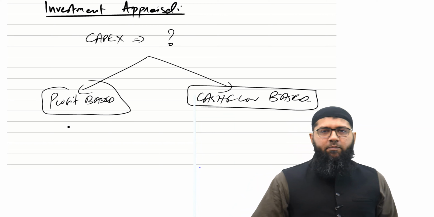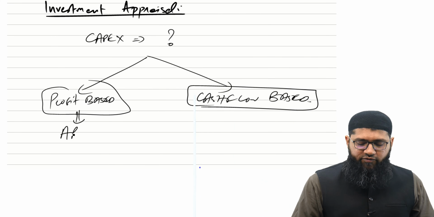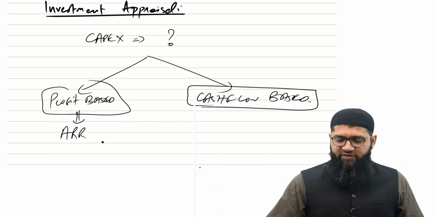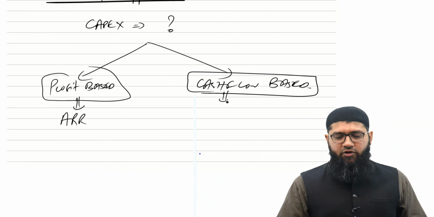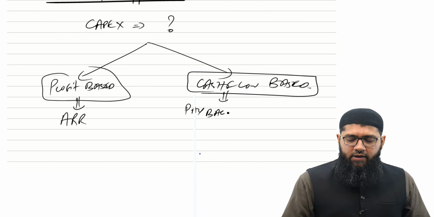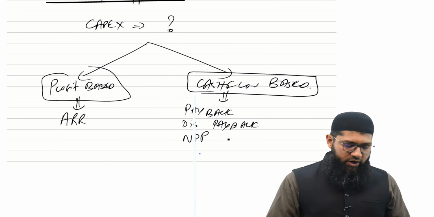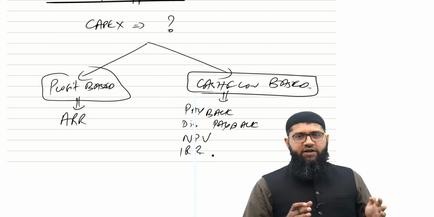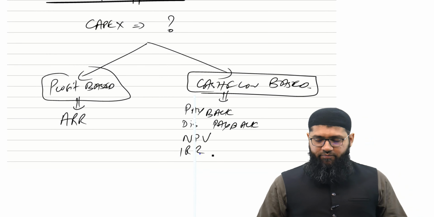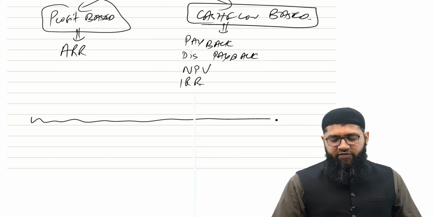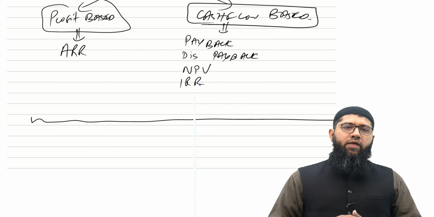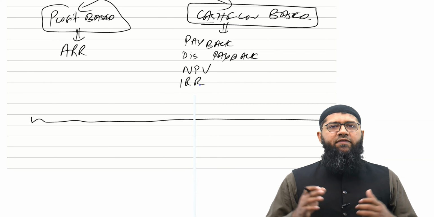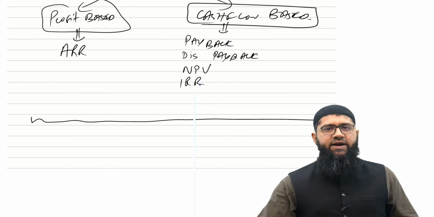Among the profit-based techniques in your course is the accounting rate of return technique. When it comes to the cash flow based techniques, the ones in your course are payback and discounted payback. Then you have the NPV, the net present value technique, and the internal rate of return technique also. Now let's discuss what these techniques are and how we decide, on the basis of these techniques, whether we should go ahead with our capital expenditure project or not.